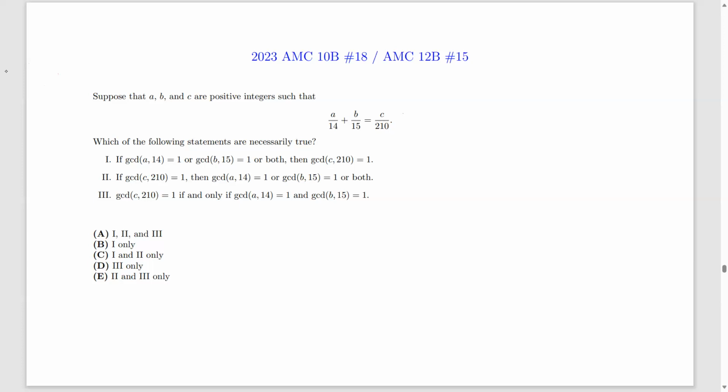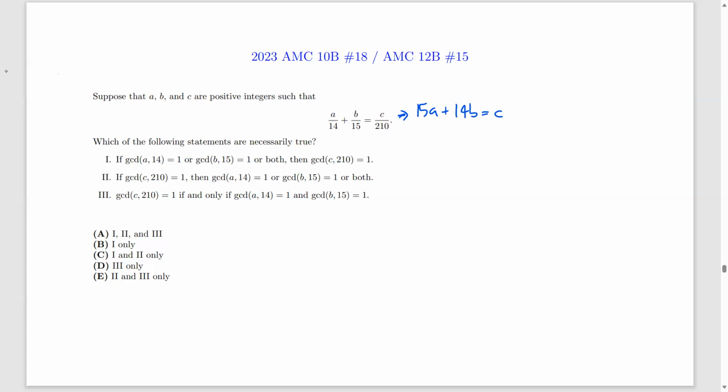Statement 2 is the converse of statement 1, and statement 3 states that the GCD of c and 210 equals 1 if and only if the GCD of a and 14 is 1 and the GCD of b and 15 equals 1. So we need to determine which of these three statements are true, no matter what a, b, and c are, as long as they satisfy this equation. First we're going to multiply both sides by 210 in order to clear the fractions. So we'll obtain 15a plus 14b equals c.